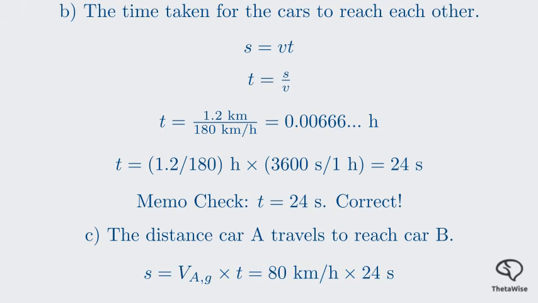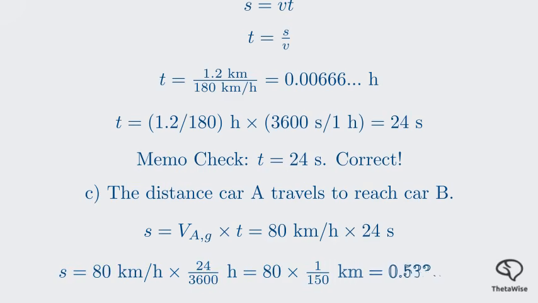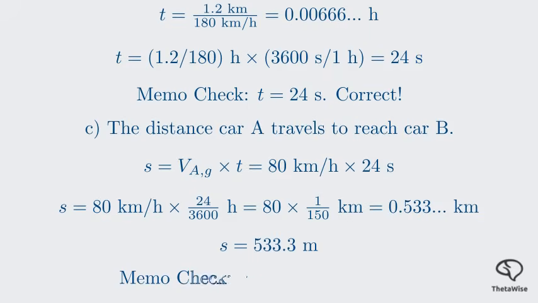Let's convert the velocity to meters per second, or the time to hours. The memo suggests converting the time. We can multiply the 4 seconds by the conversion factor 1 hour over 3,600 seconds. This gives us 80 times 4 divided by 3,600, which is approximately 0.533 kilometers. Converting this to meters, we multiply by 1,000 to get 533.3 meters. The memo confirms this result.